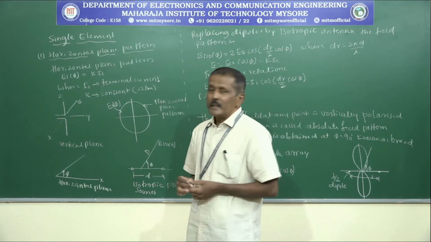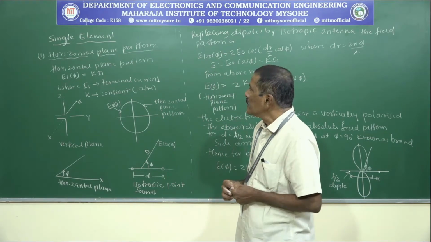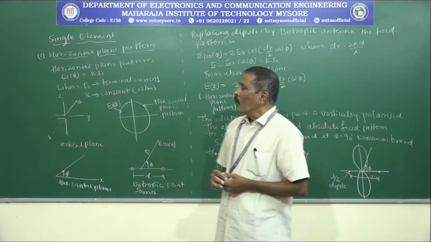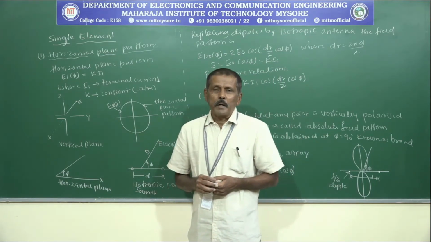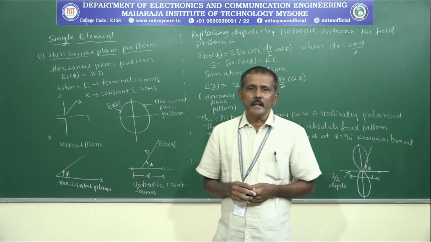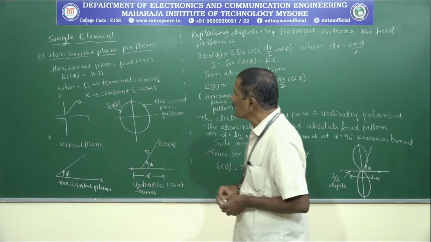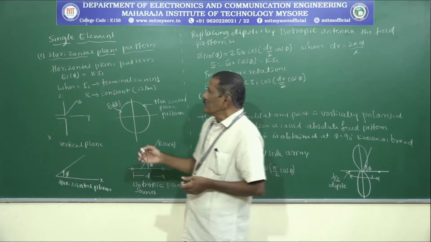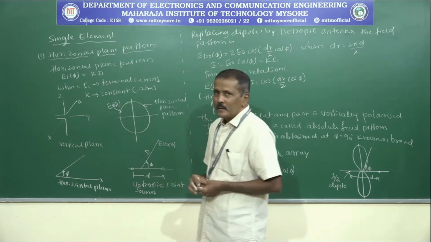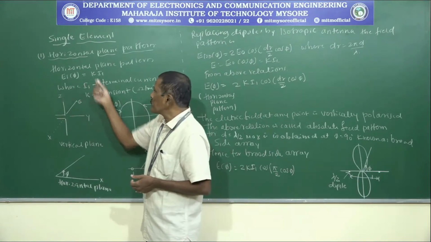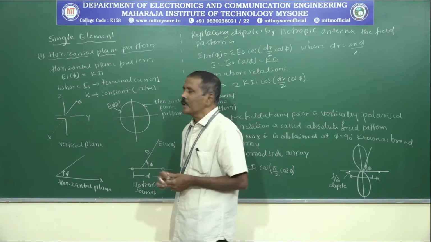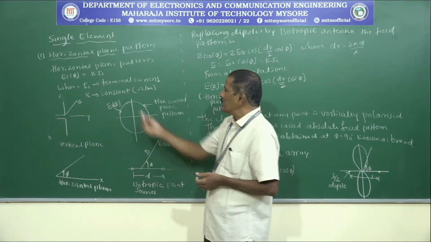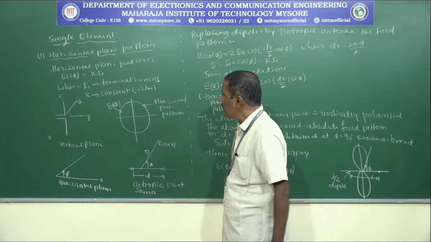Consider a single element. Then we will try to find out the horizontal plane pattern, vertical plane pattern, and field intensity under the parameters. Now to calculate the horizontal plane pattern, the horizontal plane pattern is given by E1 of phi is equal to K into I1, where I1 is the terminal current and K is a constant measured in ohms per meter.